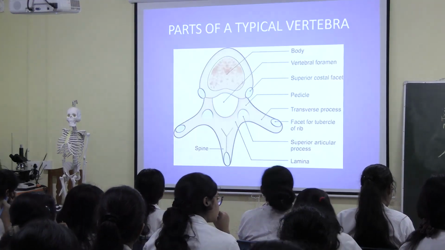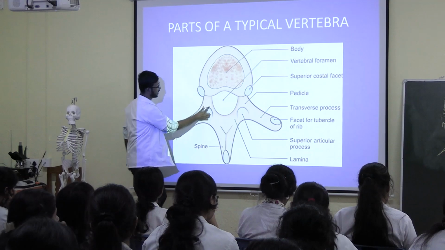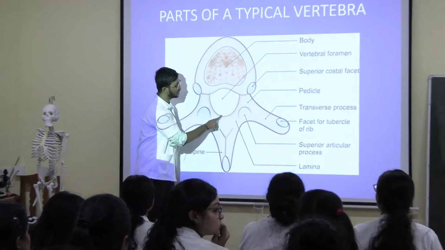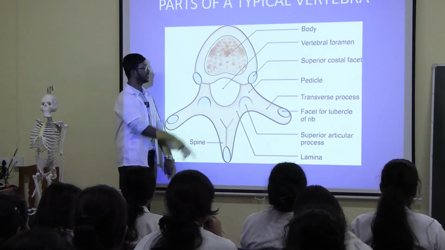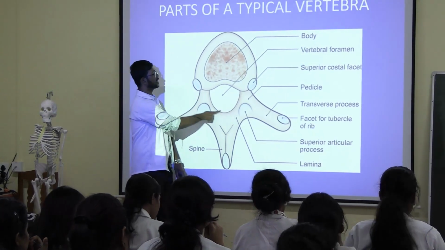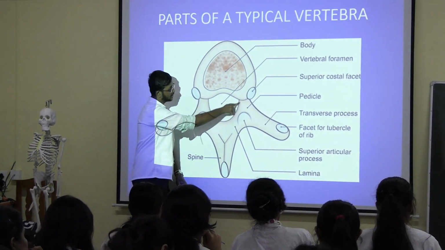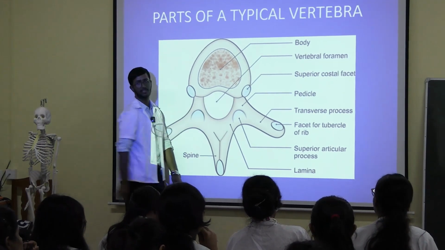And this pedicle and lamina together form this neural arch. This is known as the neural arch. It is like the shape of an arch, no? So this is the neural arch or vertebral arch, same thing.